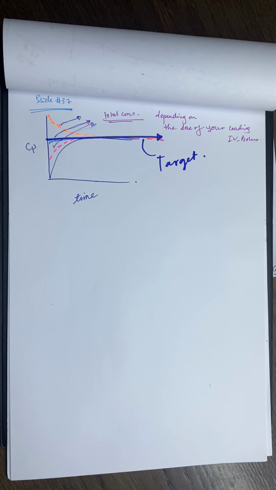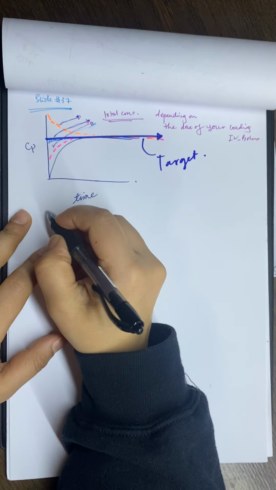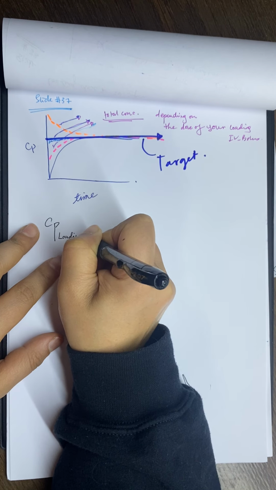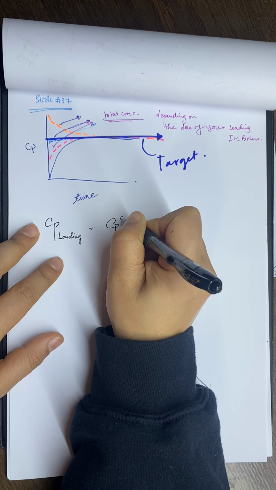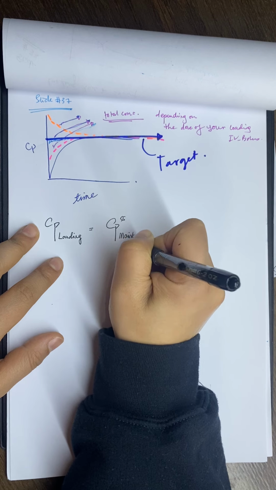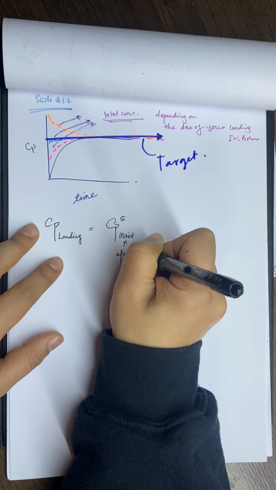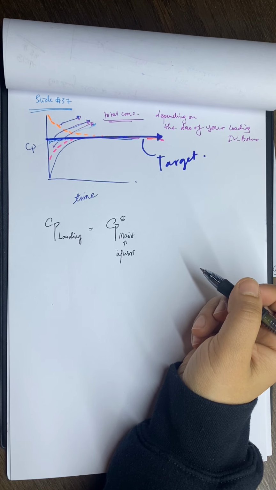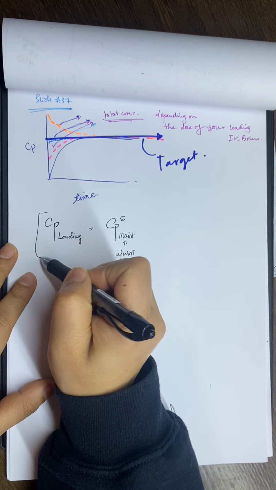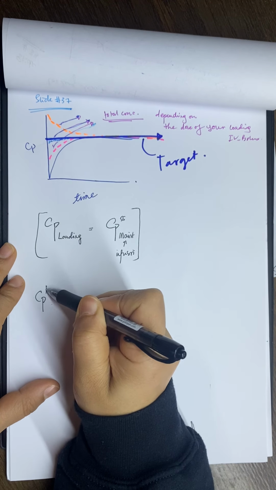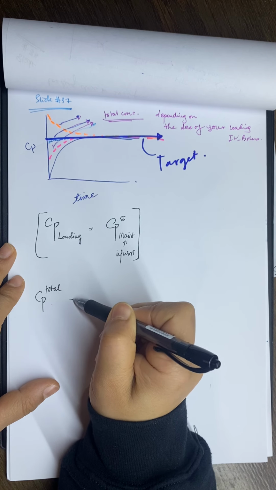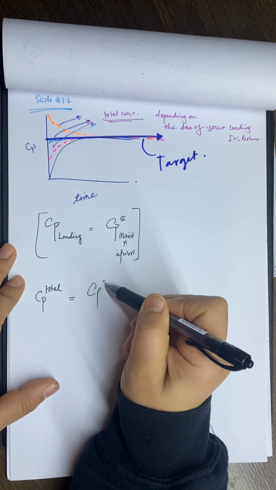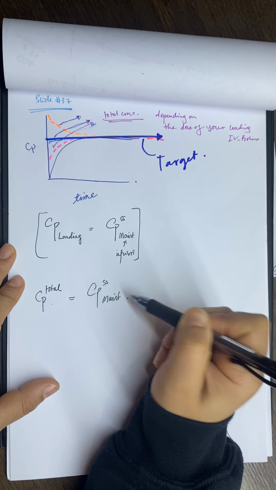We need to have the concentration of the IV bolus, which is loading, equal to the steady state concentration of the maintenance infusion. This is what we are in need of, okay? Which means I need the total concentration to be equal to the steady state concentration of the maintenance, right?